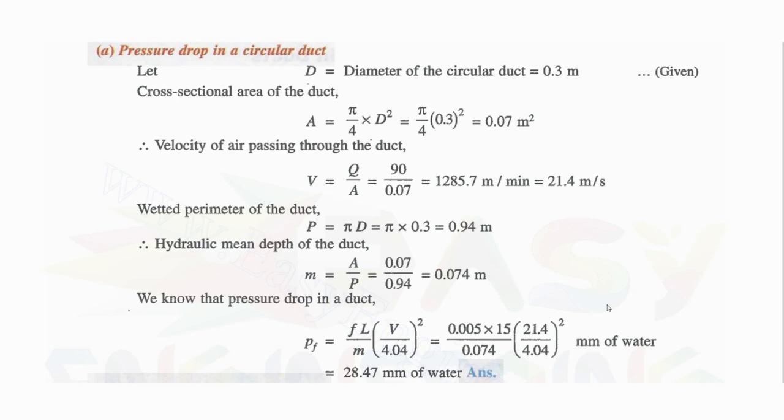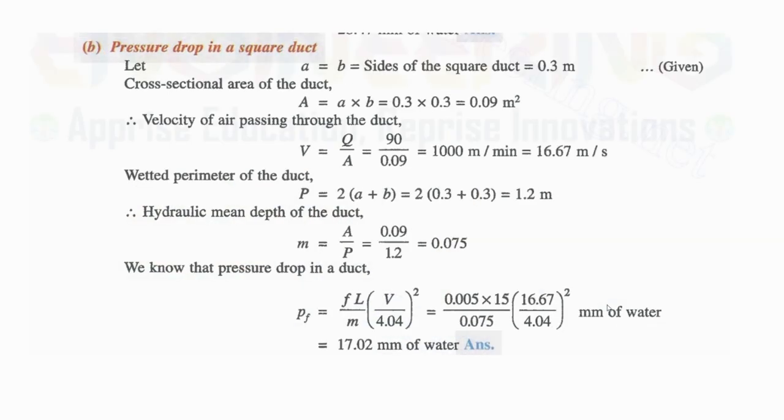So similarly, we have to do it for the rectangular duct. Here the cross section area is 0.09 meter square, and V we got as 16.67 meter per second. The perimeter and then the hydraulic mean depth we get as 0.075. Now putting in all the values we get 17.02 mm of water. So in this way we can solve numericals based on this situation. It was a simple numerical, so we can solve it easily.